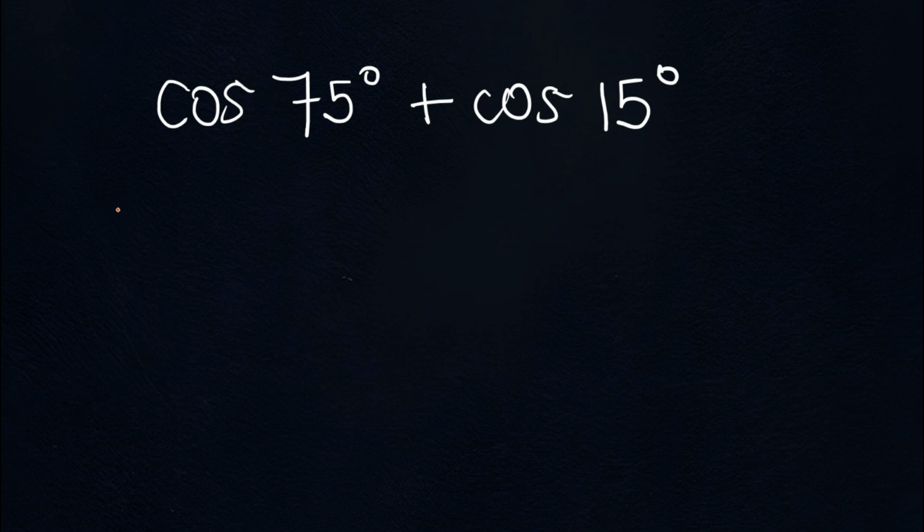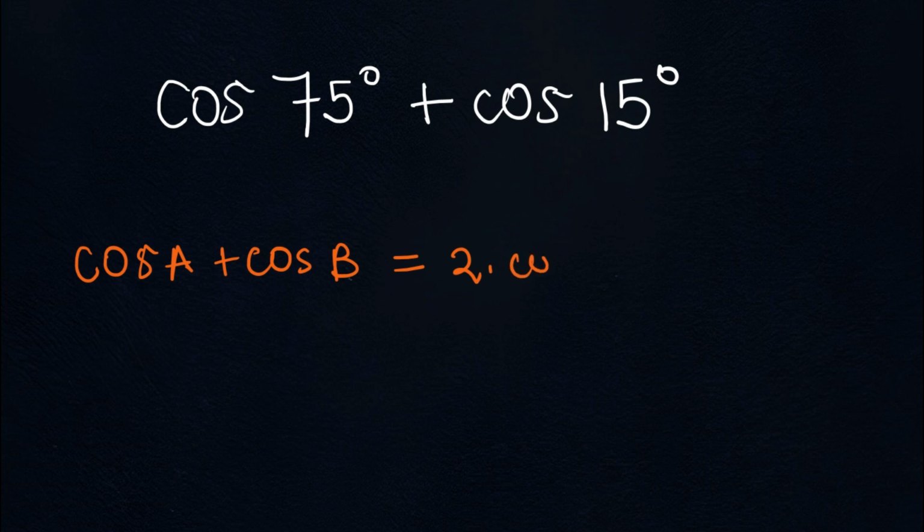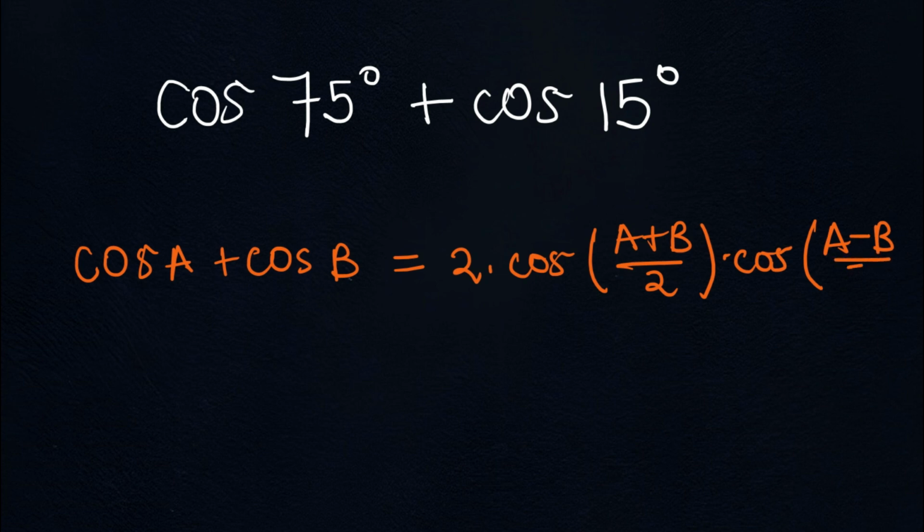So let's say, for instance, we have cos of A added to cos of B. This is equal to 2 multiplied by the cos of open bracket A plus B, divided by 2, multiplied by cos open bracket A minus B, also divided by 2. So from our expression, our A is 75 degrees and our B is 15 degrees.